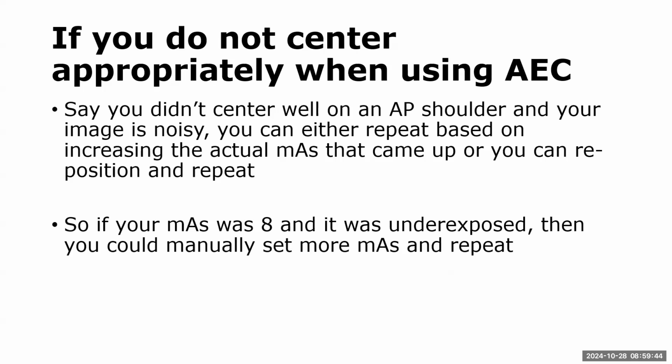So remember how I said an actual mass will pop up after you shoot your first one? So let's say, for example, the mass you used was 8, and that's underexposed. Then you can manually set more mass and repeat it and not use the AEC on the repeat. Or you could center appropriately, repeat it, and then your mass value would go up because you would be centered over the thicker part. It would stay on longer. It would expose appropriately. So there's two ways you can fix it. Doesn't matter which, as long as you make enough of a change to matter.